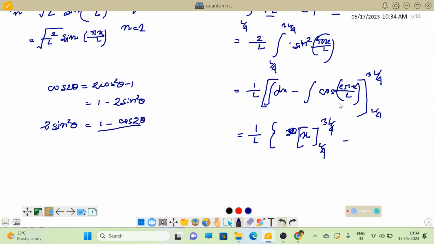So what is the integration of cos? That is sine, not minus. The differentiation is minus, but the integration is opposite.